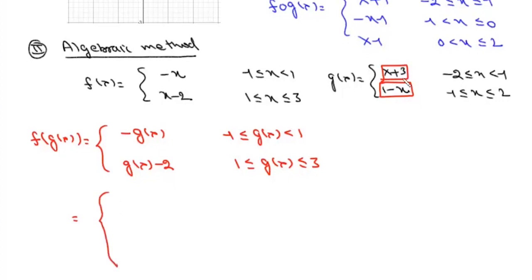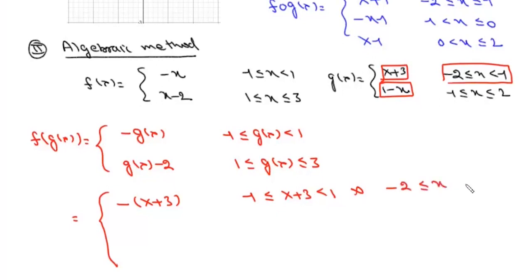Now first we'll use this definition, x plus 3. So it'll be minus, and then g(x) is x plus 3, and then we'll write minus 1 when x plus 3 is less than 1. Here we have to use AND, because this condition must be satisfied for these values of x. So together with this condition, we have to take into consideration the domain of x also. So it will be minus 2 less than x less than minus 1.